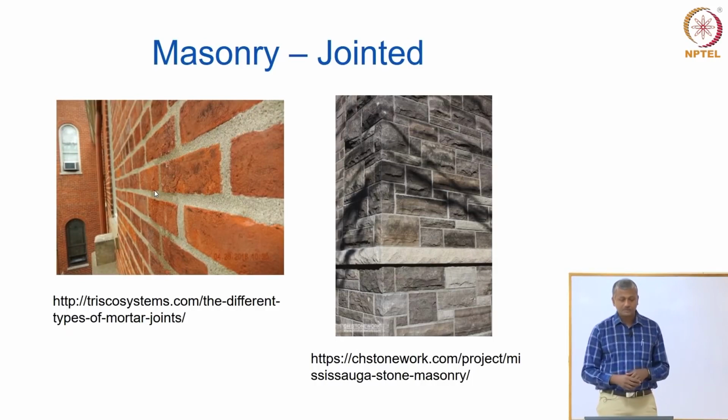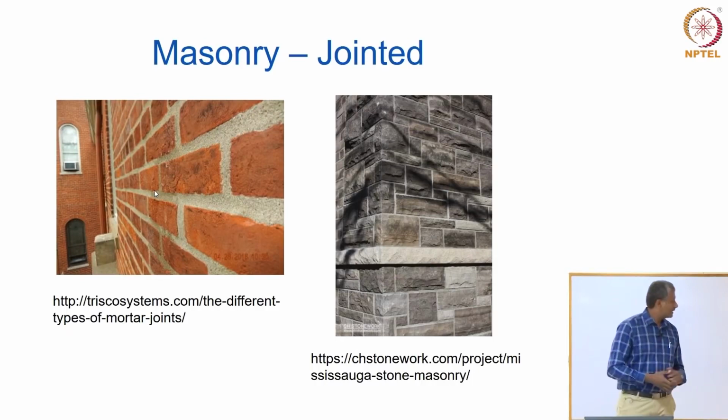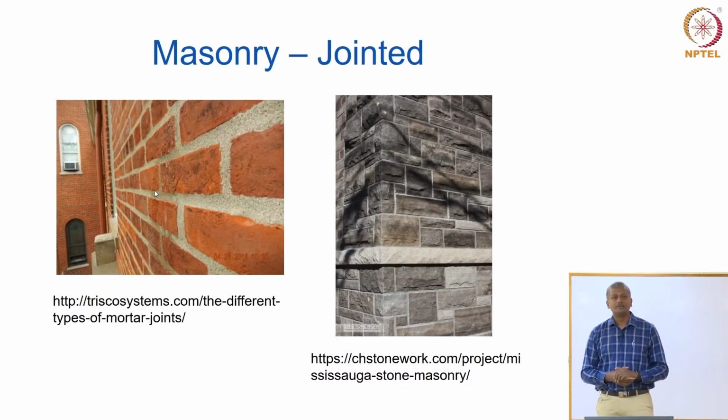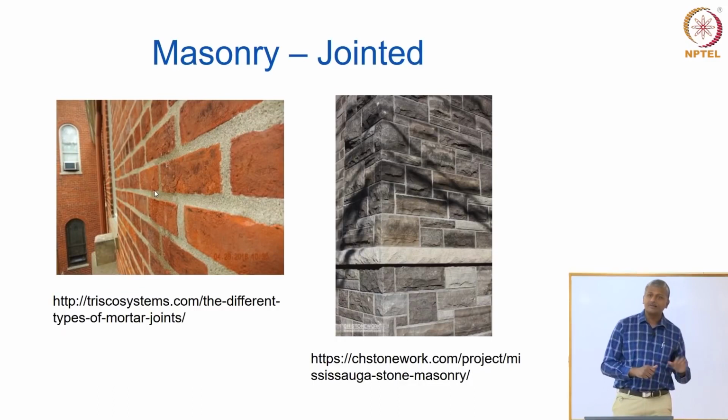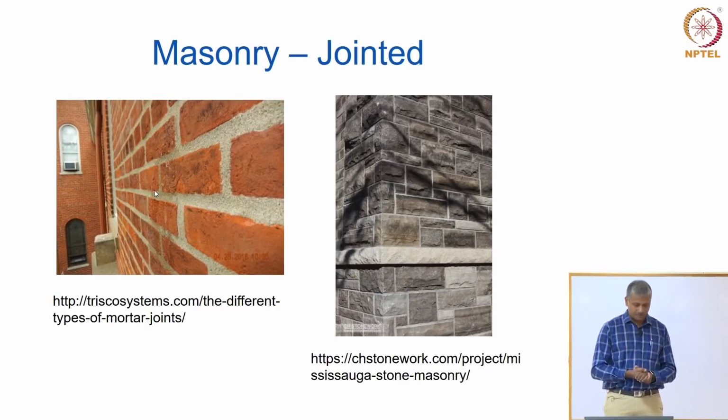So these are some examples. On the left, you have a brick masonry structure, and on the right, you have a stone masonry structure. Both of these have very fine detailing work done with the joints, and that gives a very nice appearance to the entire structure.